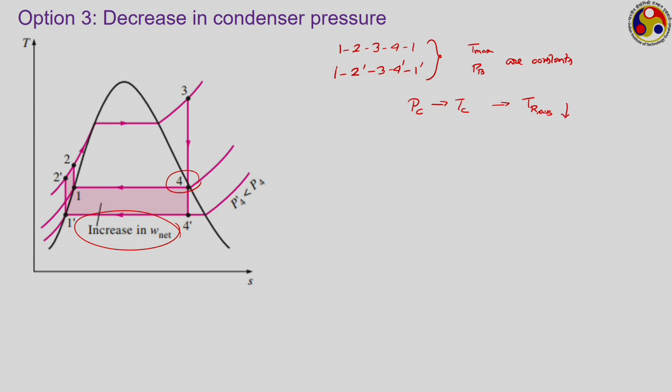As per this diagram, you can see that the heat addition process is also starting from a lower point, T2 prime instead of T2. So, the average temperature corresponding to heat addition is also decreasing, but this decrease may not be significant compared to this particular decrease, leading to an overall increase in the thermal efficiency. So, there are three ways of increasing the thermal efficiency of a Rankine cycle.